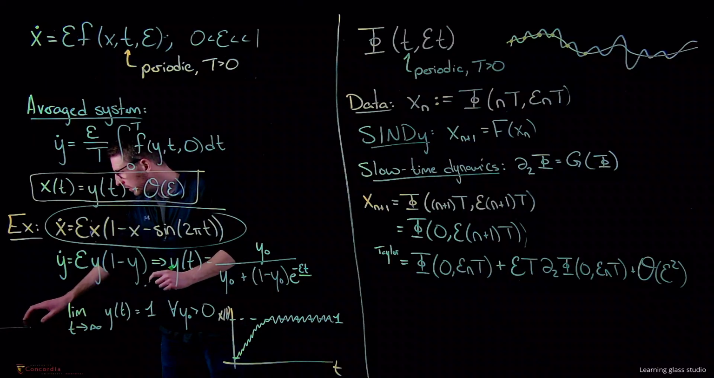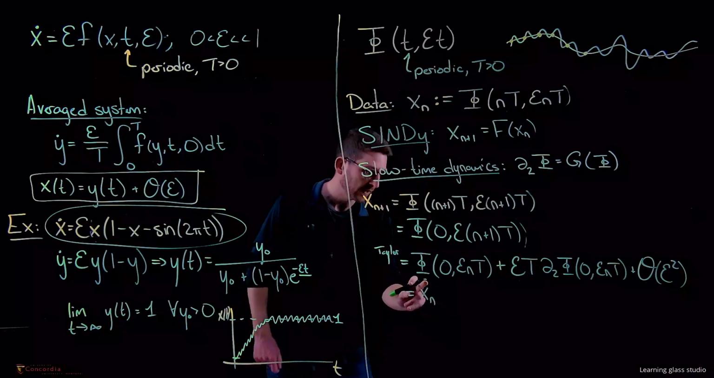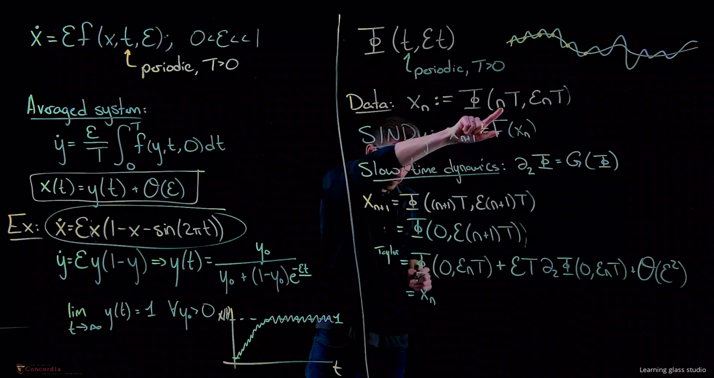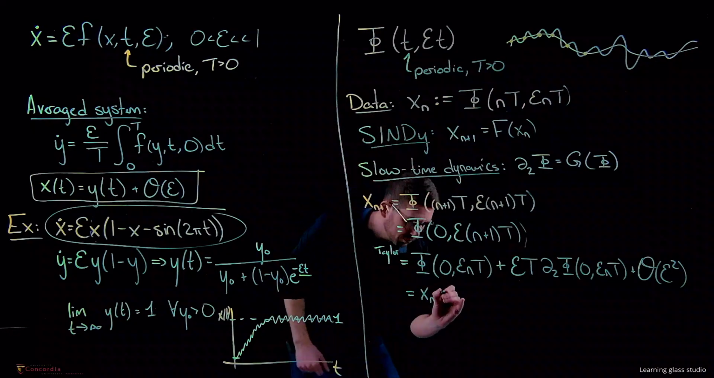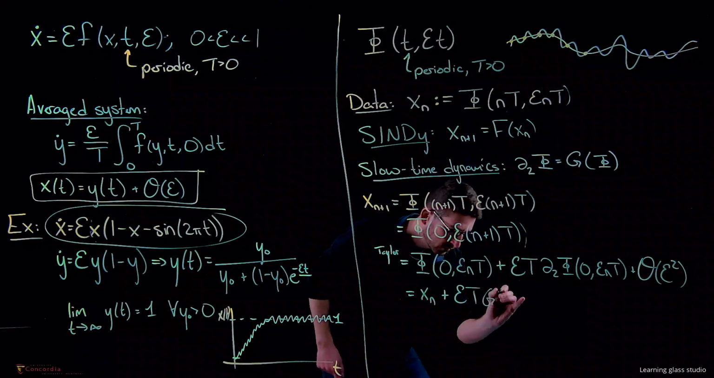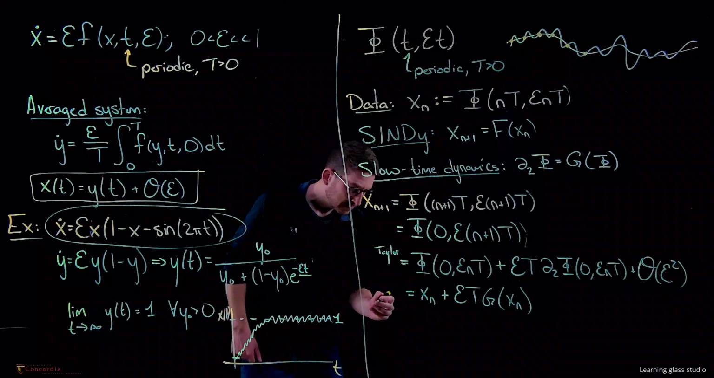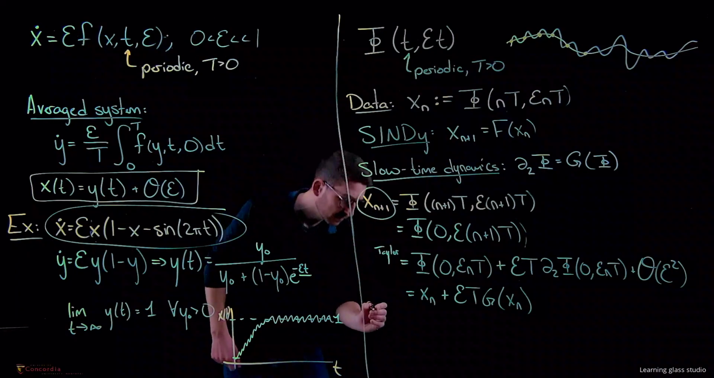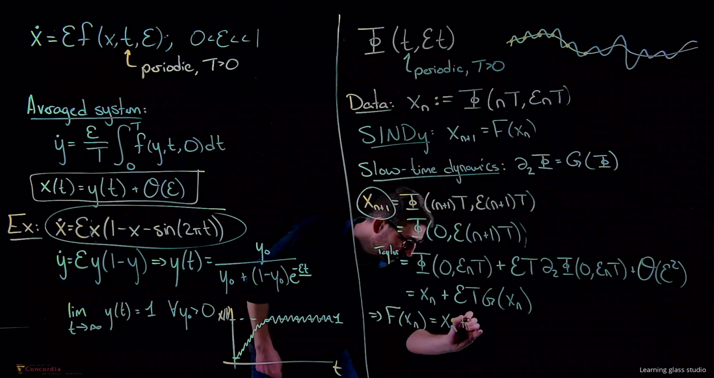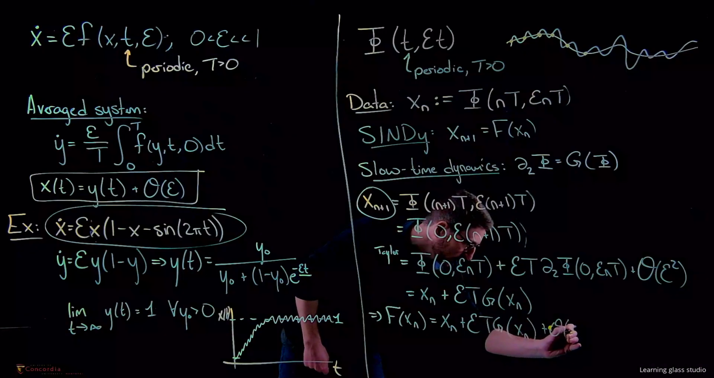And now, let's take a look at this. This becomes xn, right, by definition. This is xn, because this is also equal to 0 inside of the signal. And then plus epsilon t, and then this is g of xn. Okay, did we get anywhere with this? Yes, because this guy right here is f of xn. So I get f of xn is this thing, plus an order epsilon squared.